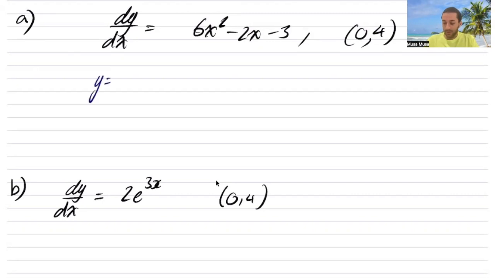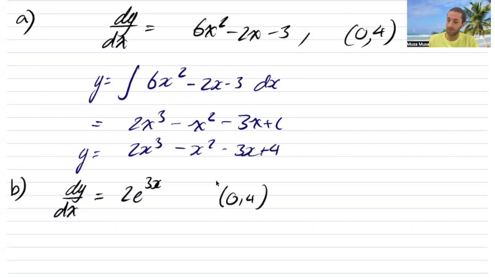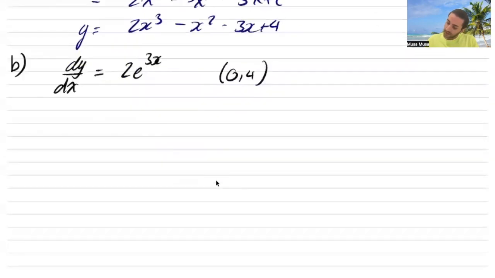So to find y, you have to integrate this. Which is 2x cubed minus x squared minus 3x plus c. When you sub in 0, you get 4. So therefore, y equals 2x cubed minus x squared minus 3x plus 4. Nice.